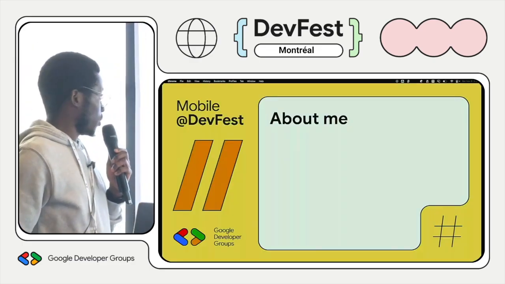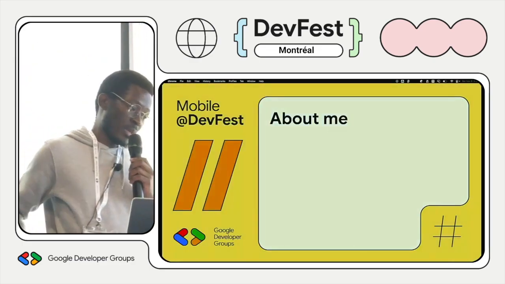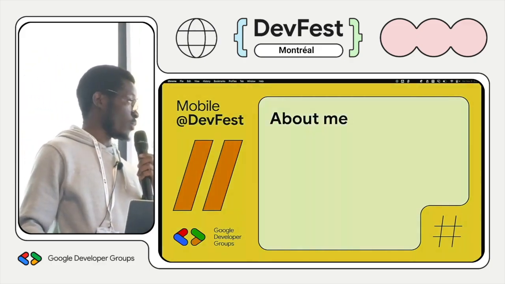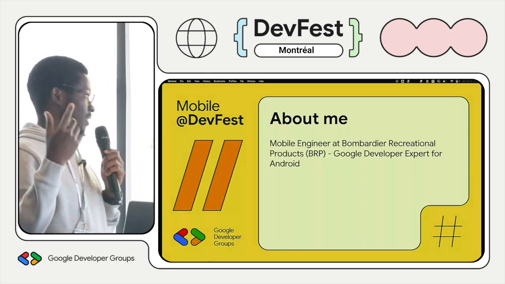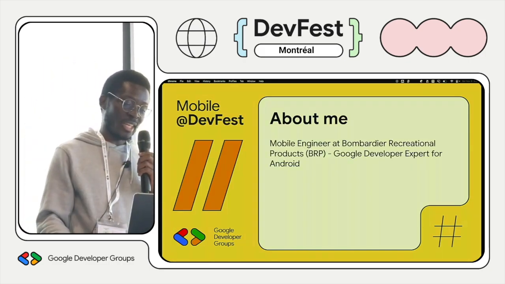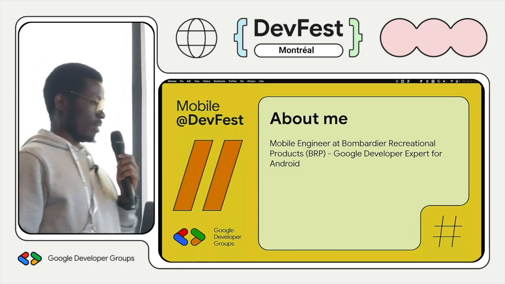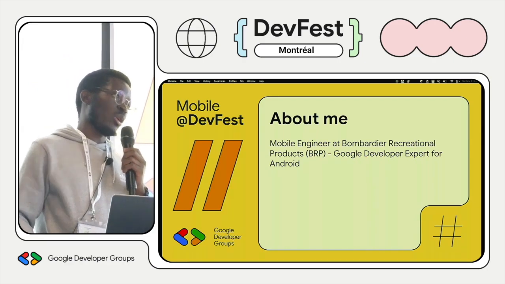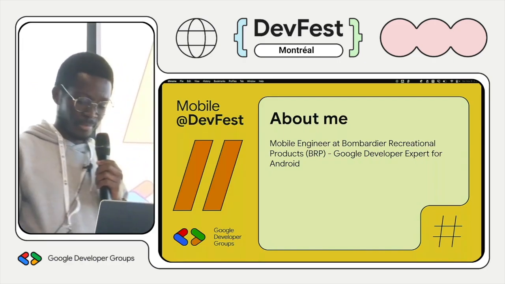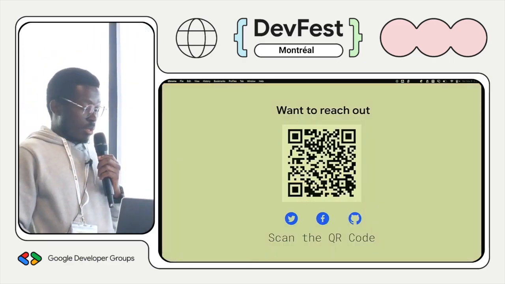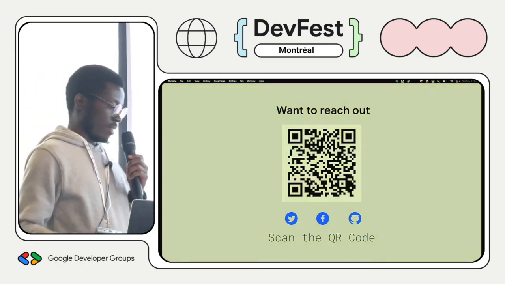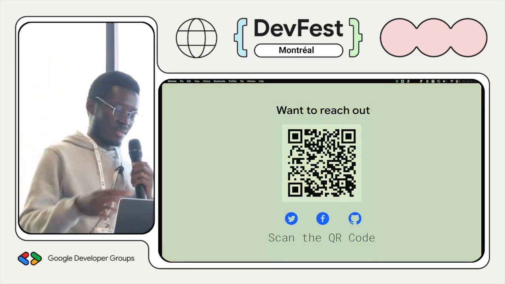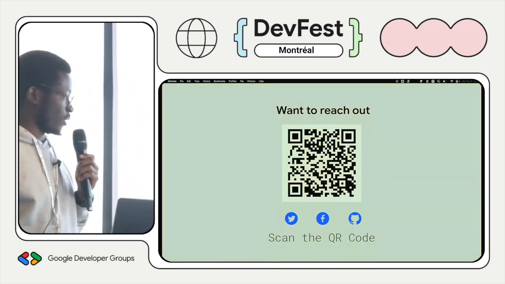Before that, let's talk a little more about me. My name is Eric. I work at Bombardier Recreational Products, where we are building recreational vehicles, and I'm working there as a mobile developer. I'm also a Google Developer Expert for Android. If you want to reach out to me, you can just scan this QR code. You will have access to all my social media accounts, GitHub, LinkedIn, and so on.